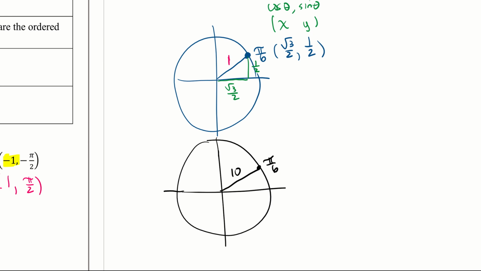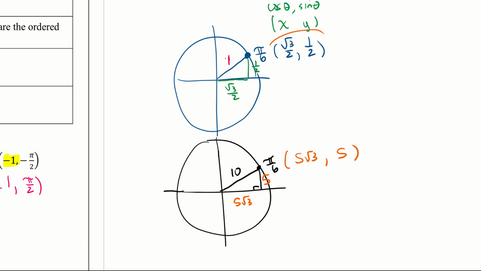Well, this is still the same triangle. It's just an enlarged version of this triangle. So each of these sides is now 10 times larger than it was before, multiplied by a scale factor of 10. So the coordinates of this point now would be 5 root 3 and 5.